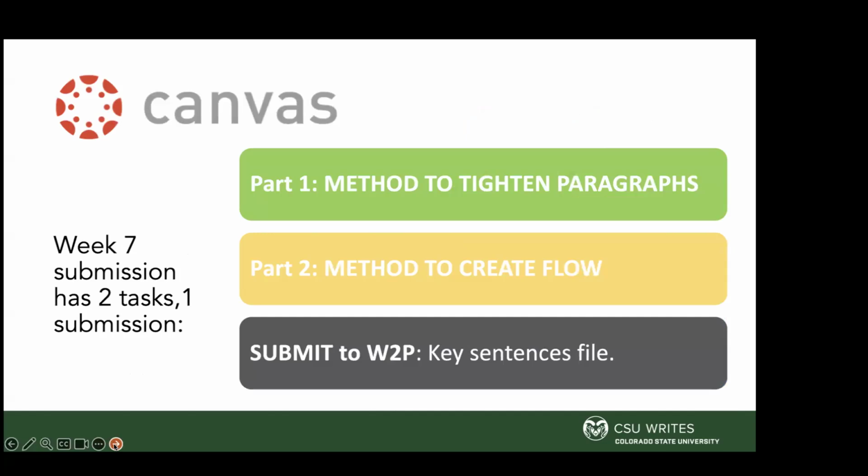And just a reminder, you can practice that on the method to tighten paragraphs or create flow in the Canvas course, submitting your key sentences file. That's all you have to submit, by the way. You don't have to submit everything unless you want to, but just look at what you've done with your key sentences. And if you've been working with key sentences before and you're reverse outlining, you can return to that document as well.